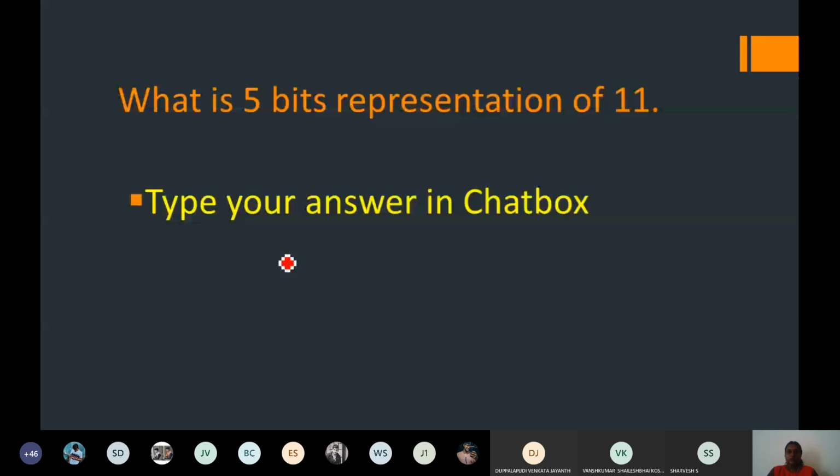Okay, so now what is the 5 bits representation of 11? Type your answer in the chat box. Everyone, please type your answer. You have to make use of 5 bits for plus 11. Type your answer in the chat box. For 11, what is the answer?